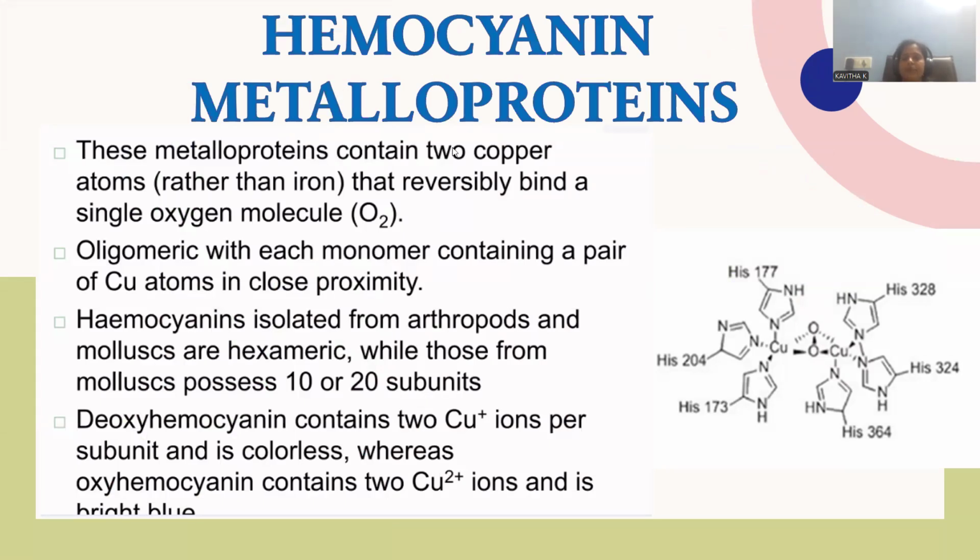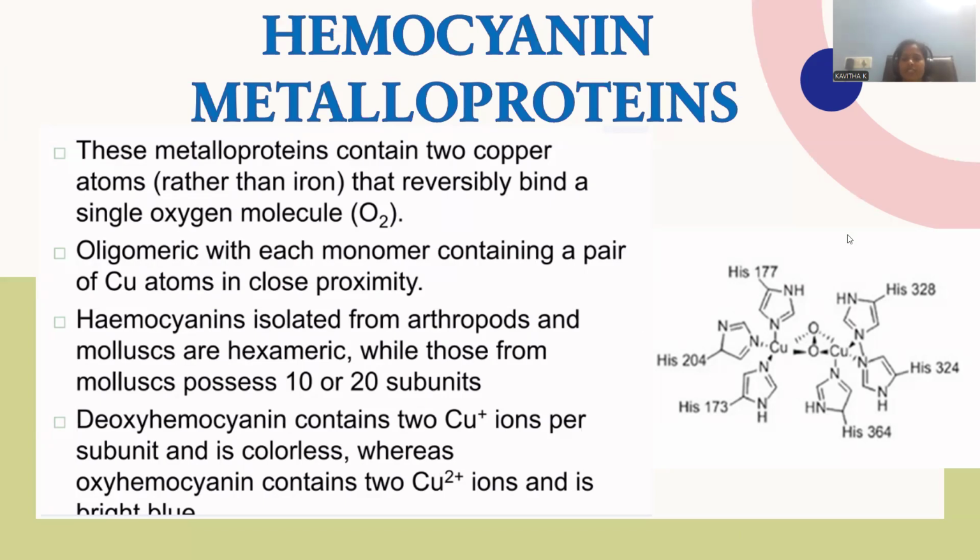Hemocyanin is a metalloprotein, where copper is the metal responsible for the coordinate covalent complex, giving rise to a dimeric form whenever it is oxygenated. These metalloproteins contain two copper units rather than iron that reversibly bind a single oxygen molecule. One oxygen molecule binds with two copper units of hemocyanin, and the two coppers bind the oxygen in a bridging manner. It is oligomeric, with each monomer containing a pair of copper atoms in close proximity.